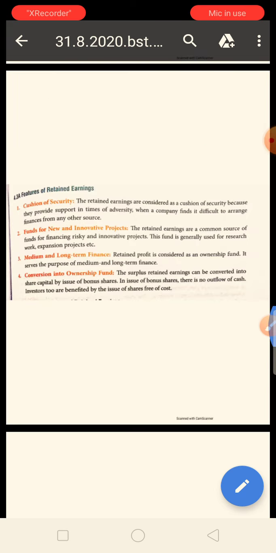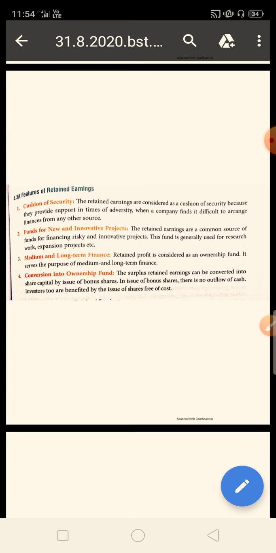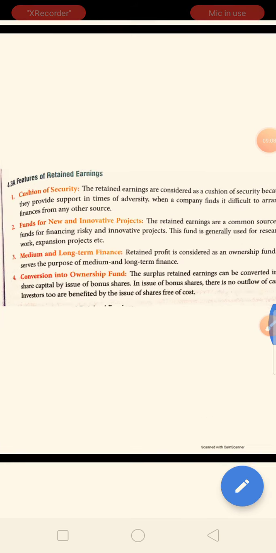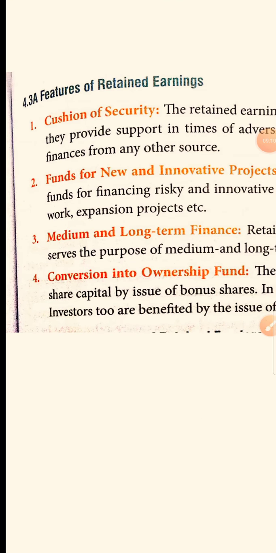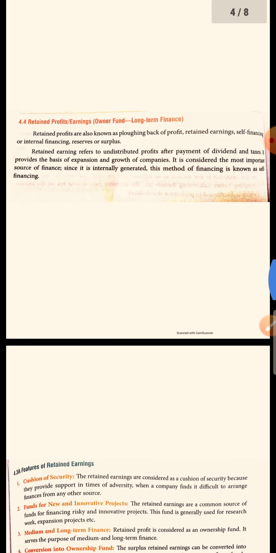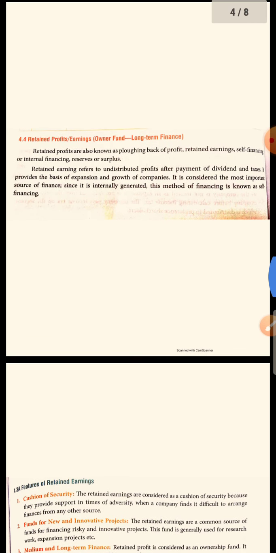So these are the four features of the ownership fund. Again, we can check it: the cushion of security, funds for new and innovative projects, medium and long term finance, and conversion into ownership fund, my dear student. So these are the features and this is the meaning of the owners' funds of the retained earning.